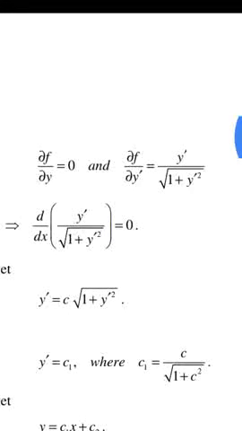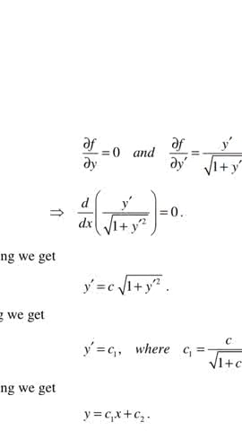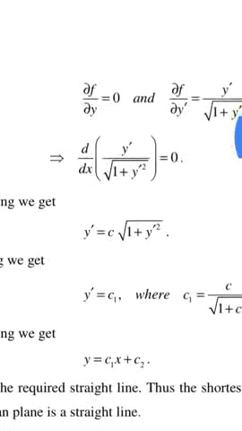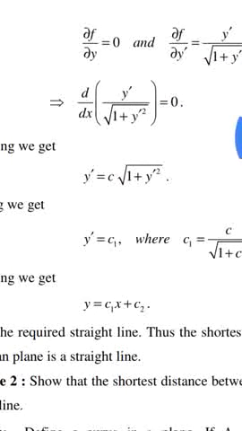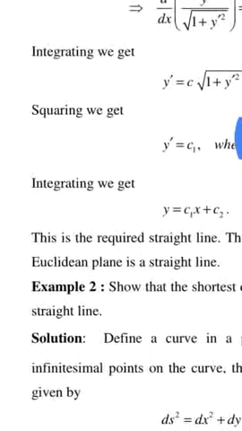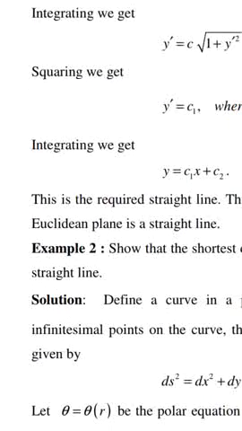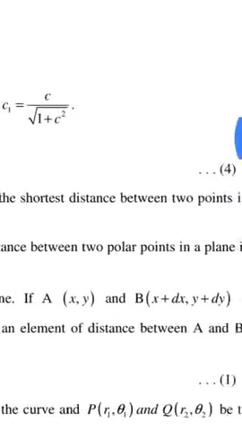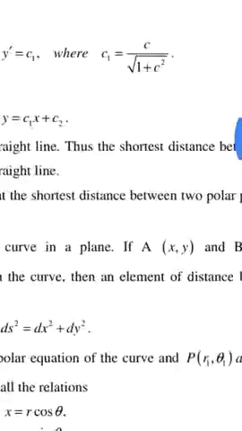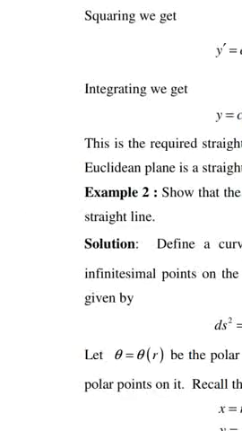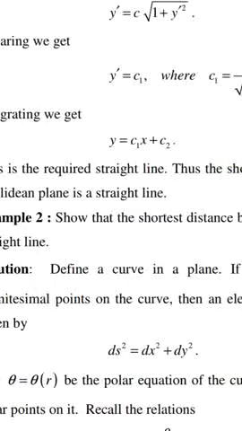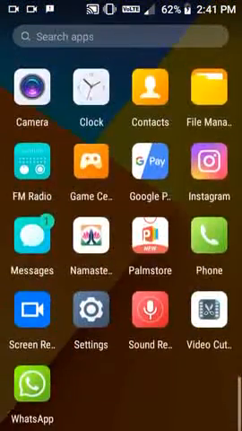Squaring on both sides, y' is equal to a constant c. Integrating, therefore y = c1x + c2. This is the form of a straight line. Thus the shortest distance between 2 points in a Euclidean plane is a straight line, and hence this is the required proof.